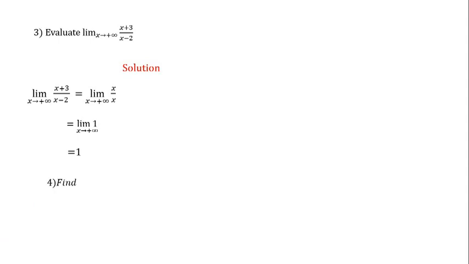Now let's look at example 4. Find the limit as x tends to positive infinity of (2x squared + 3x - 2) divided by (5x cubed - 2x squared + 2x - 2). Let's have our solution.